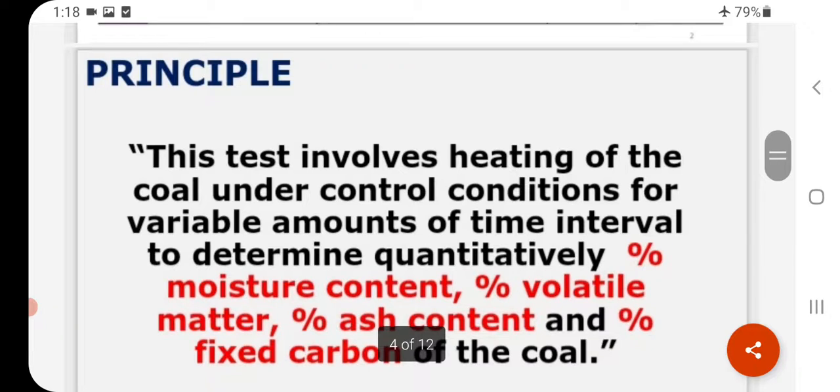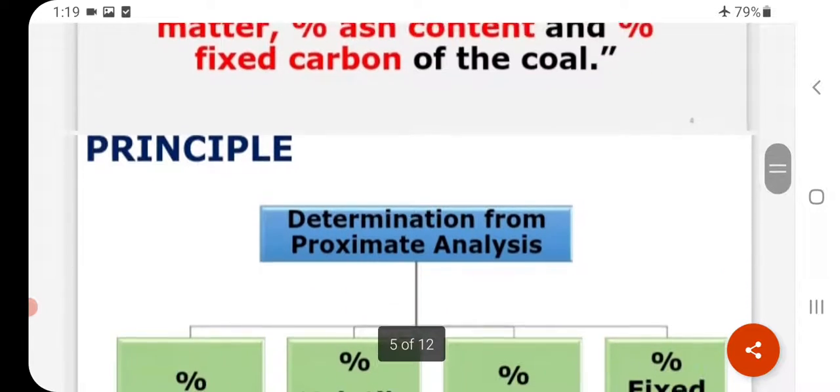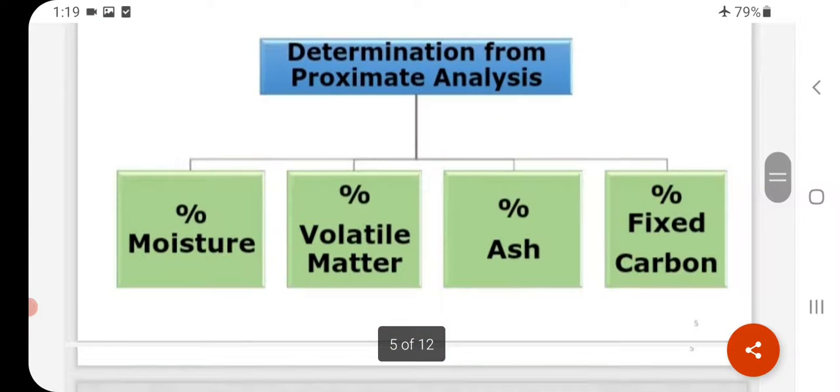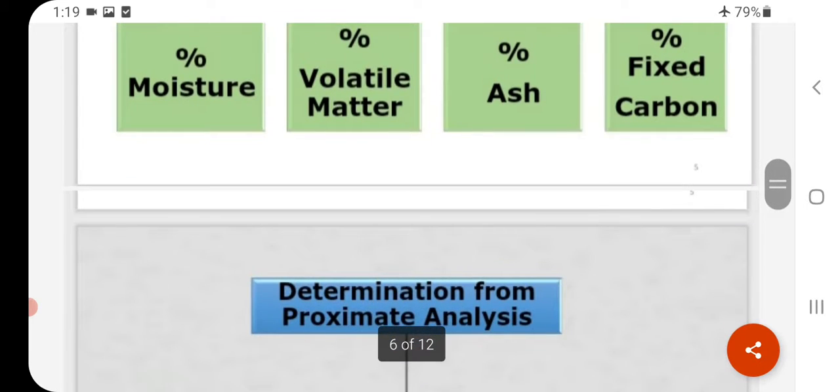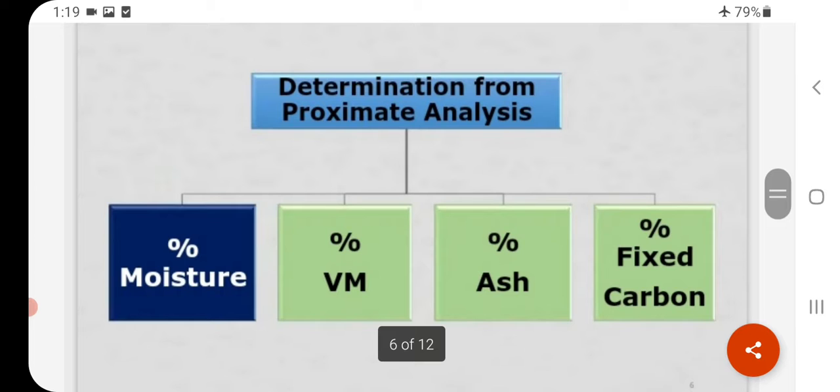Principle. This test involves heating of the coal under controlled conditions for variable amounts of time intervals to determine quantitatively the percentage of moisture content, percentage of volatile matter, percentage of ash content and percentage of fixed carbon of the coal. Determination from proximate analysis: first, percentage of moisture, percentage of volatile matter, percentage of ash and percentage of fixed carbon. Procedure of proximate analysis.